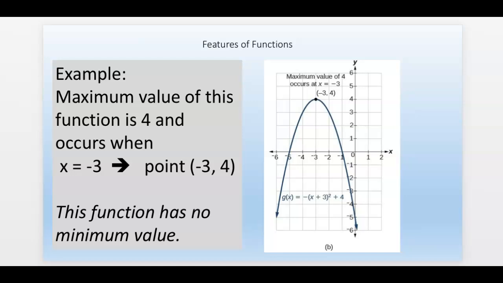Another example, the maximum of this function, because it tops out right here. The maximum is 4. All right, look at the y value. That's the maximum value, 4. And it occurs when x equals -3. So we call, again, that point -3, 4. And again, this function has no minimum value. It goes down forever to negative infinity. It has no real minimum value, okay?